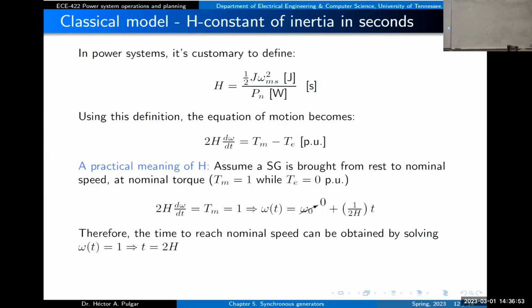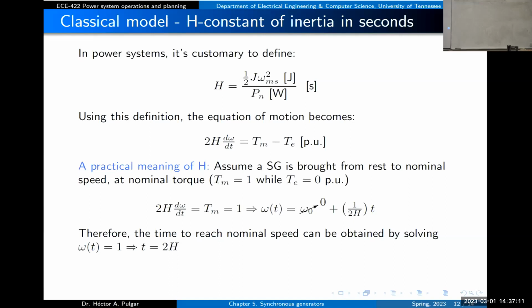If we do that, then we have this situation. The net torque applied to the machine is just 1 per unit, because that's the nominal torque. And with this equation, you can see this is a motion with constant acceleration. Do you know the solution of that? Yes.